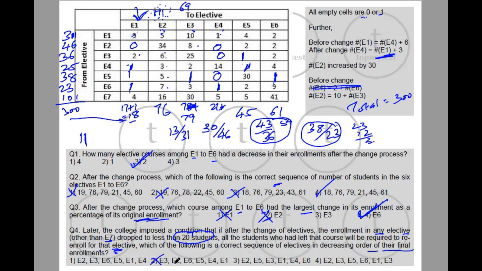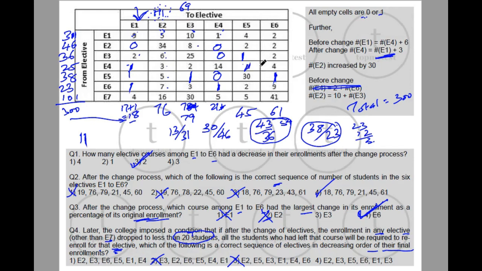Next one can be either, next one will be E3. After E2 will be E3 because 69, this can only drop. This cannot rise anymore. So E2, E3. So this is also out. E2, E3, then either E5 or E6.